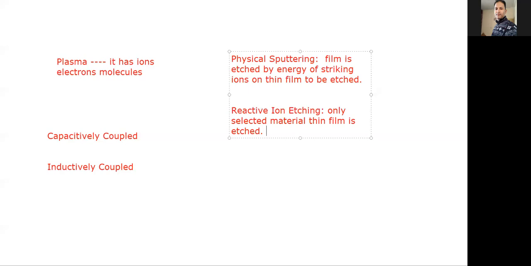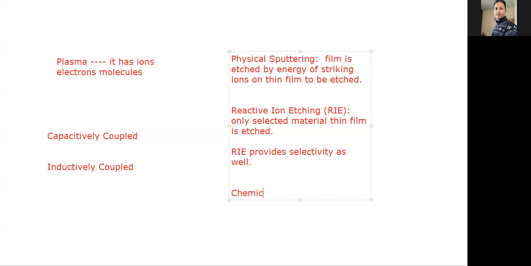So your reactive ion etching process, which is also called RIE, provides good selectivity compared to your plain sputtering method. Reactive ion etching is a very popular and very useful method.